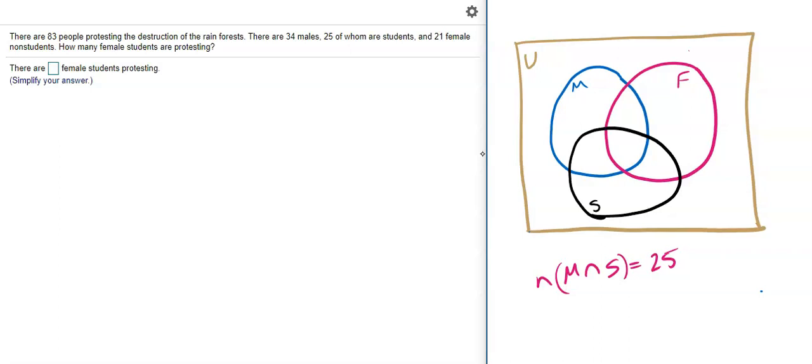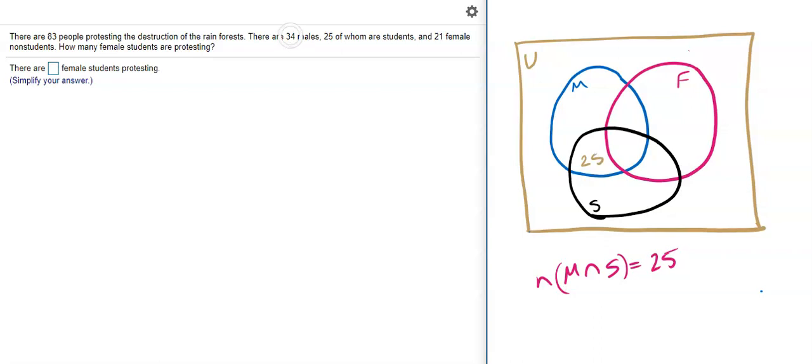Oh, I just noticed something funny about my picture. Now it's not controversial anymore, right? Because I made the males and females overlap. But then it will become controversial again because there's not going to be anyone in there. But anyways, there are 25 people who are males and students. So that should go here, 25.